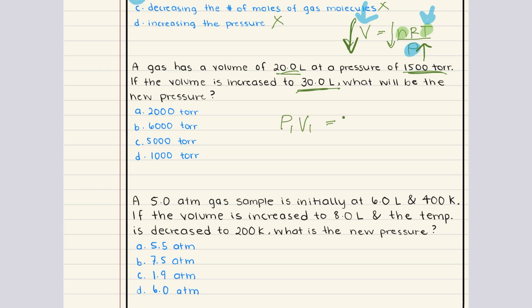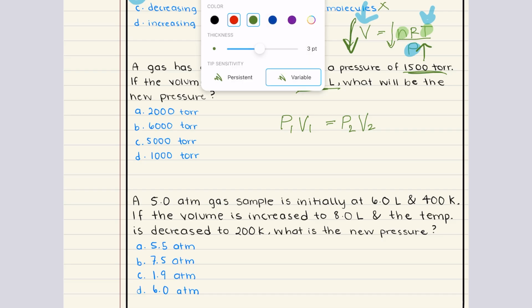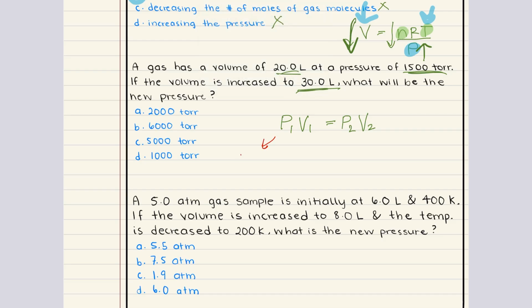P1V1 is equal to P2V2. We're given the value for P1, that's equal to 1500 torr. We're also given V1, that's equal to 20 liters.